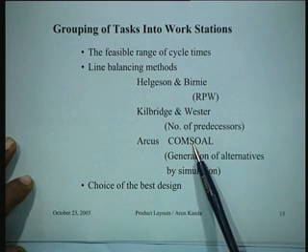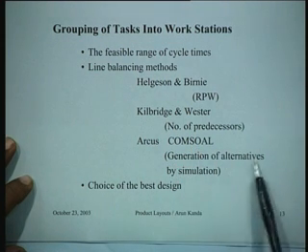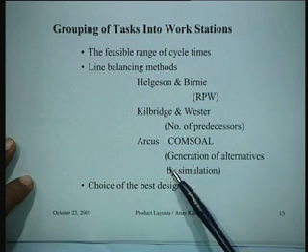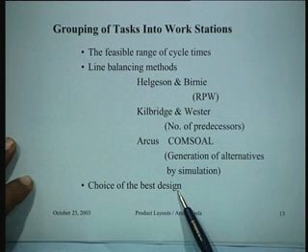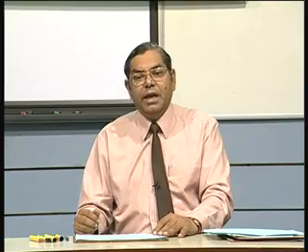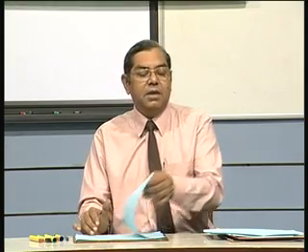The basic philosophy in this procedure is the generation of alternatives by simulation, and once you generate a large number of alternatives, you evaluate them and take whichever you think is best. Once we have generated a large number of options, the next stage is choosing the best design. Choice of the best design obviously depends upon things like balance delay and idle time for the operation, which should be minimum. So this is the broad picture of how the assembly line design proceeds. Let us now take an example.